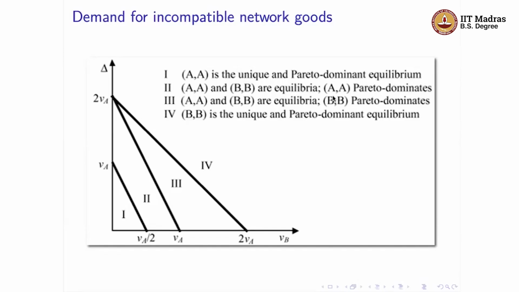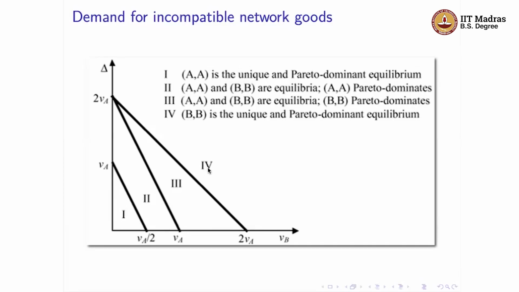So this is summarized here. In region 1, you have that AA is the unique equilibrium. And in fact, it's also the Pareto dominant equilibrium, right? So if the parameter values are such that you are in region 1, then everything is fine, in the sense that both of them are going to adopt good A. And this is actually the optimal thing to do from a social welfare perspective as well, right?